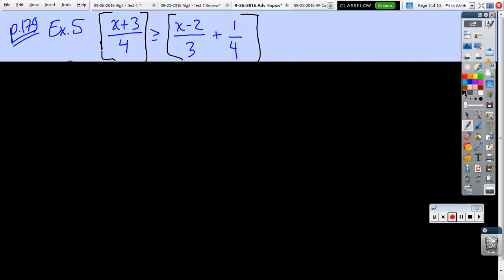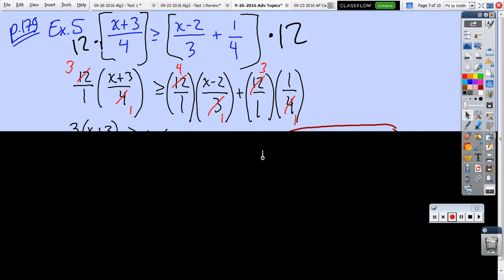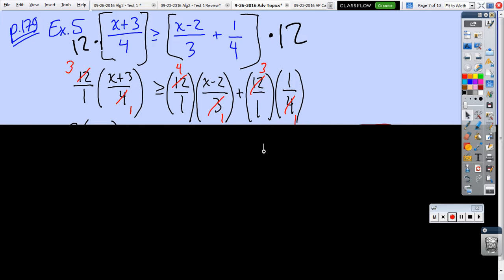So what we do, because the blue is the original, we're going to multiply both sides by 12. And what happens when we do that? Well, I went ahead and worked it out in detail. Some of you may do it more quickly than this, but I was very detailed. When you multiply by 12, that's the same thing as multiplying by 12 over 1. So same thing over here. I distributed the 12 over 1 to each part.